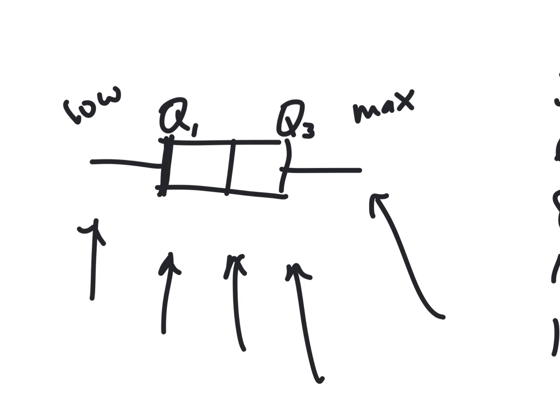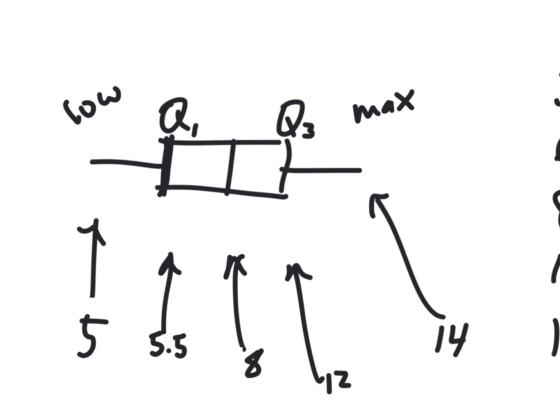Anders, what was the low as in the min? 5. The max is 14. The Q1 is 5.5. Median's 8. That goes in the very middle. And the Q3 is 12.